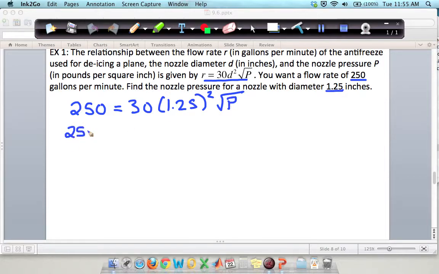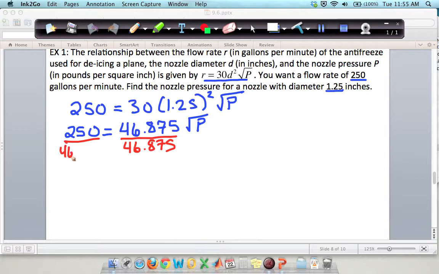So the first thing I would do is multiply 30 times 1.25 squared on your calculator, and you should get 46.875. And I would not round to one decimal place until the very end of your solution, or to whatever you're asked to round to. But don't simplify till the very end. Okay, I want to get the square root of P by itself, so this is multiplication, so I'm going to divide both sides by 46.875. And when you do that, you get the square root of P equals 5.3 repeating. So I'll just write it like this.